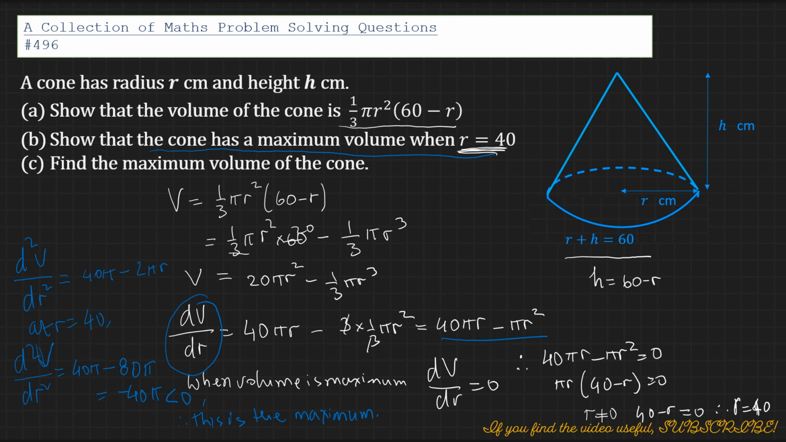Okay, so the third part is very simple, and all we have to do is find the maximum volume of the cone. The third part, maximum volume, we will just put r equals 40 in the equation from part A. So 1/3 pi r squared, so times 40 squared times 60 minus 40, and 40 squared is 1600 multiplied by 20, so that's 32000.